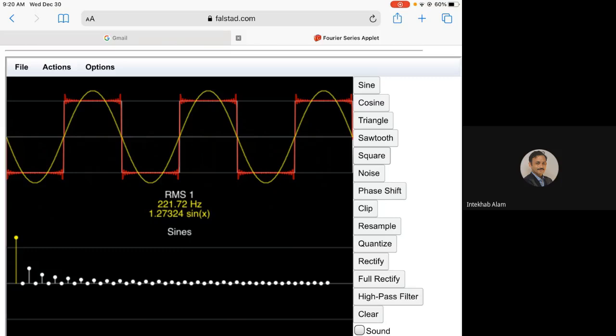You can see in the yellow mark RMS equal to 1, but just below the RMS there is a frequency and there is a 1.27324. That is the amplitude of the fundamental one.